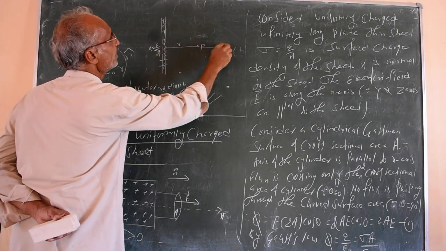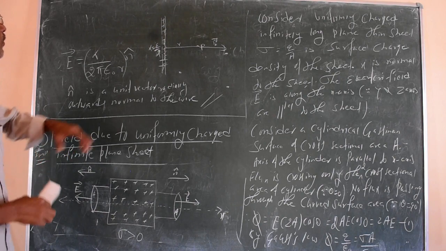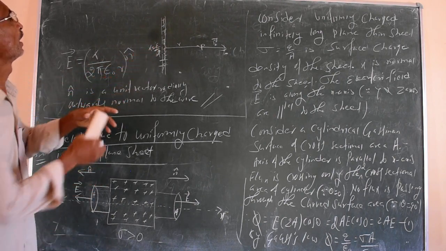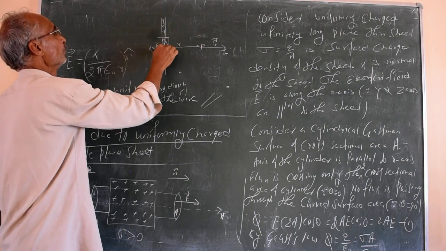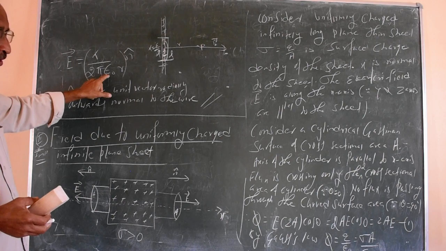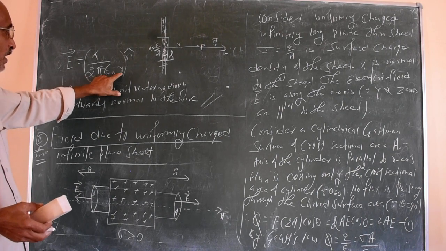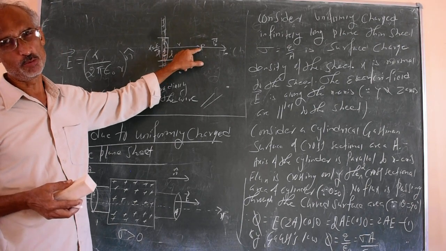At this point P, the field is given by the formula with lambda. Lambda is the linear charge density, Q by L, charge per unit length. Epsilon is the absolute permittivity of free space. R is the distance between the wire and the point where the field is to be assessed.